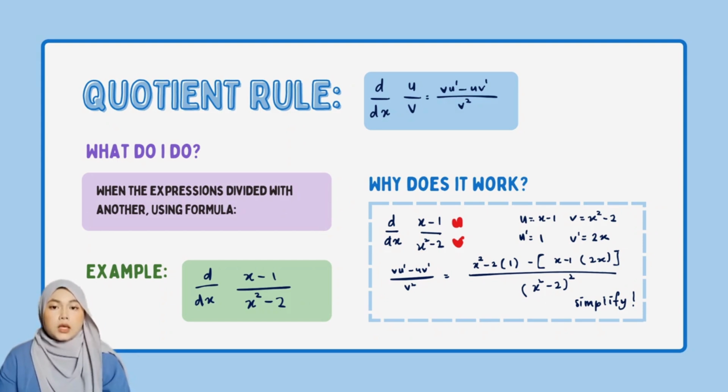For example, we have y equals x minus 1 over x squared minus 2. So x minus 1 is our u and x squared minus 2 is our v. So we can insert it into our formula. So u and v are given in the equation, right?